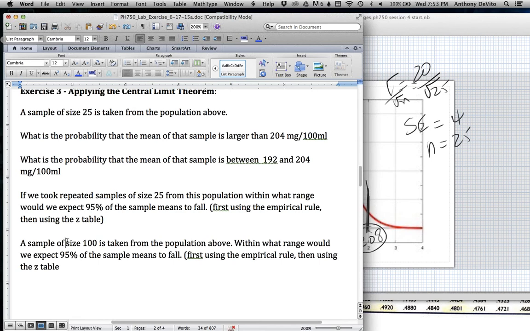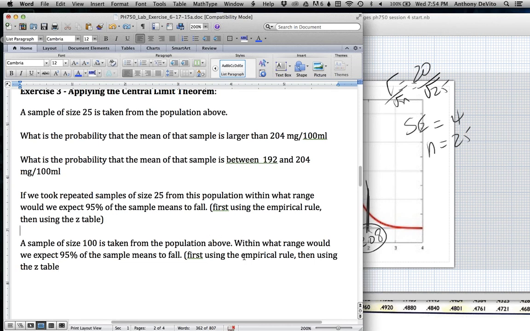A sample of size 100 is taken from the population above. It's a bigger sample size. So what's going to happen to our understanding of how repeated samples are going to relate to that mean? They're going to be much tighter. Every time you take a sample of size 100, it's going to be closer to the mean than a sample of size 25 is, right? Because it's a better estimate of the mean, right?